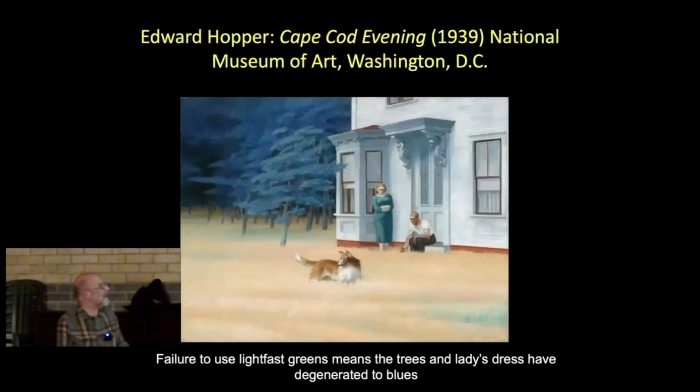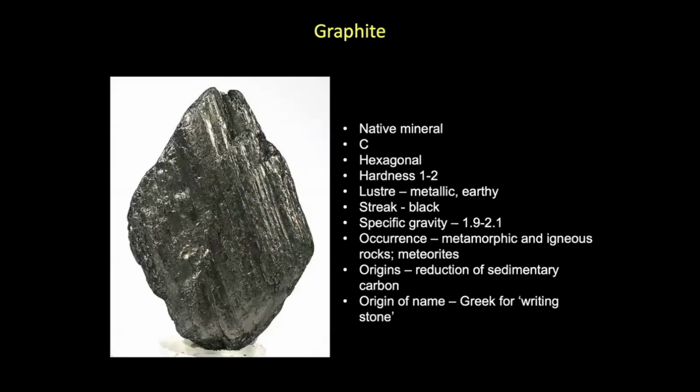And the problem of light fastness is illustrated here. This is a painting by Edward Hopper, quite a famous one, and he didn't intend for the trees to be blue when he originally painted it. The problem is that he used a green pigment which wasn't light fast, and that meant that the trees altered in colour since then, and the lady's dress, although it looked perfectly reasonable, that colour, has degenerated from its original green colour.